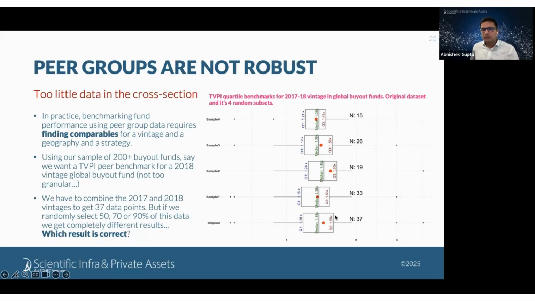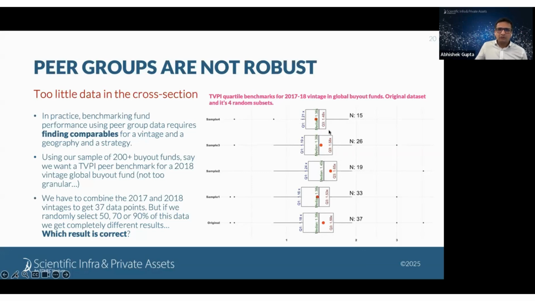Now, just to demonstrate the point, we draw a random sample from this set. First, we draw 90% of the funds randomly from this sample, then 70%, then 50%, and so on. The point is, if you draw 90% of the distribution, 33 funds, your distribution looks quite different. Your lower and upper quartile boundaries have come down, even though your median is still the same. When you draw 50% of the distribution, 19 funds, your median is quite high.